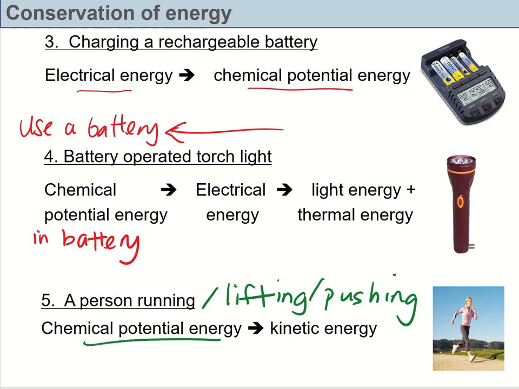So remember, chemical potential energy has three sources. Food is one of the sources. Fuel, anything you burn, petrol, paper, wood, as well as batteries, right? So these are the three categories. When you see these three objects, likelihood is you will have to start your energy conversion with chemical potential energy. So when the person is running, this chemical potential energy from the food that he ate will be given out by the body and converted into kinetic energy. And that's why you can run, lift, and push.